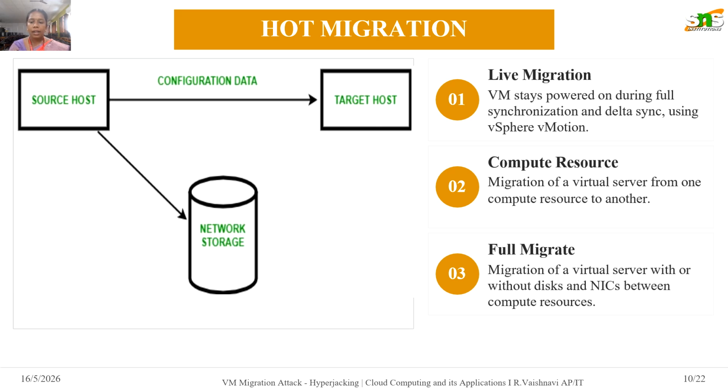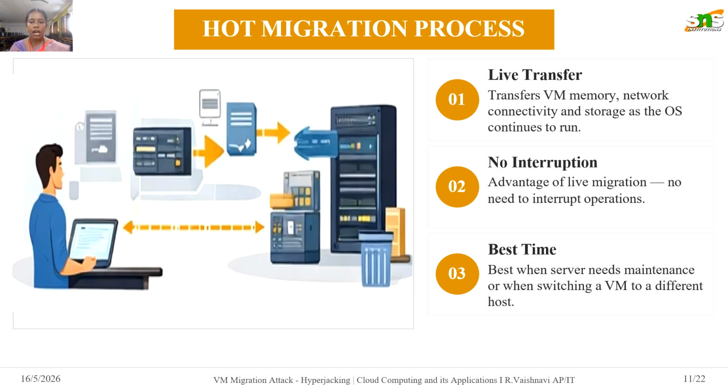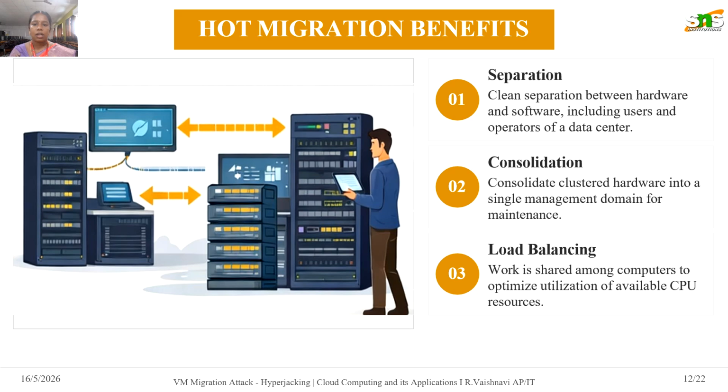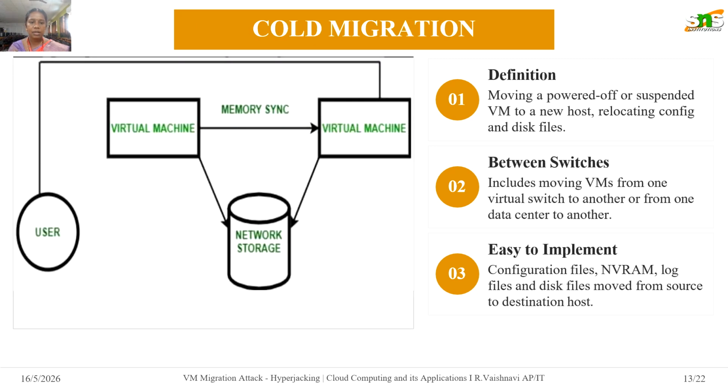the vMotion. It involves migration of the virtual server from one compute resource to another, and also migration of a virtual server without the disk between the compute resources. The hot migration process transfers the virtual machine network connectivity and storage as the OS continues to run. The advantage of live migration is no need to interrupt the operations. The benefits will be separation, consolidation and load balancing.